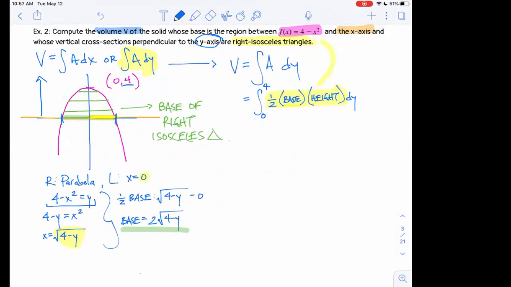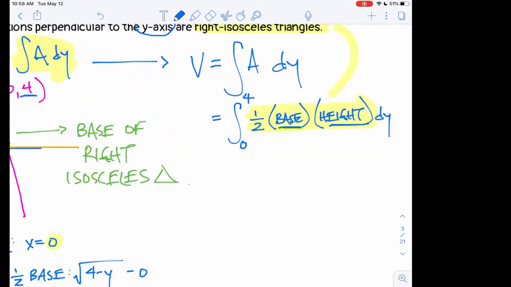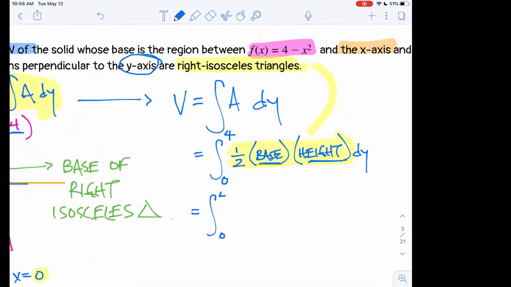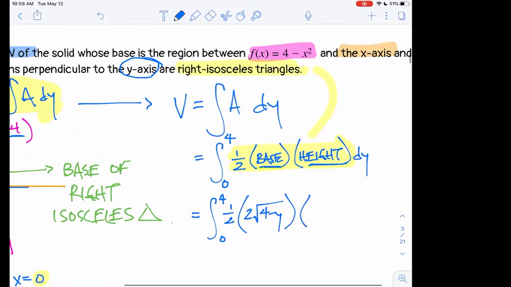So now that we have an equation for the base, I can put that into this equation for the base. And the nice thing about that, even though it was quite a bit of work, is that it's a right isosceles triangle, so I can put that same thing in for the height. All right? So that means that I have the integral from 0 to 4 of 1/2 times 2 square root of 4 minus y times 2 square root of 4 minus y.